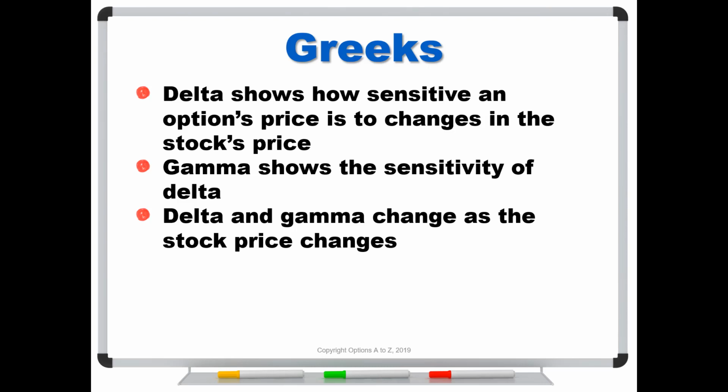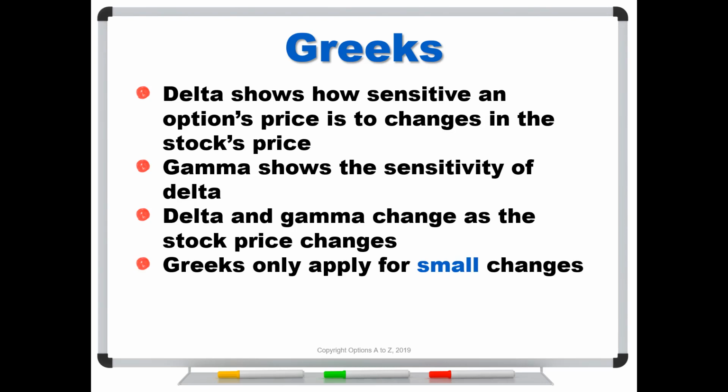This is why you can't just multiply a $5 change in the stock's price by delta and expect to have an accurate answer. That delta has changed multiple times throughout that 5-point run. And if you're not accounting for that, you're going to be very off in your estimate.